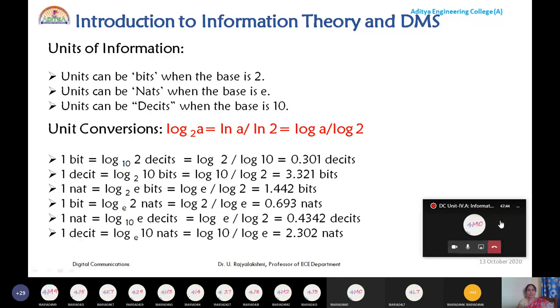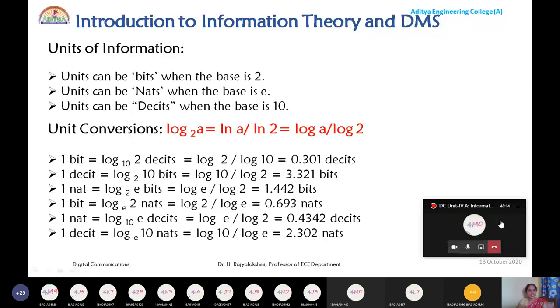Next, one bit is log 2 base e nats, that is log 2 by log e. Check what you get. I request all the other students to cross check the values I have mentioned here. Check whether you are getting the same values. 0.6931, okay. And one nat is log e base 10 decits.